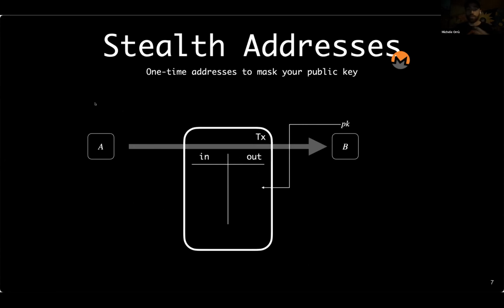In order to do so, we use two key ideas. One of them is stealth addresses, and the second one is transaction offsets. Stealth addresses are key for non-interactive transactions.